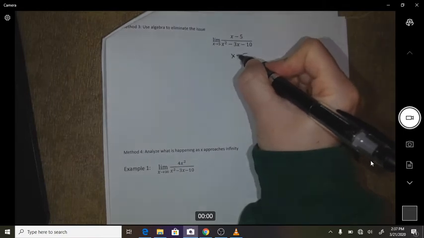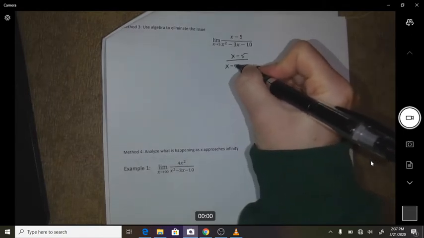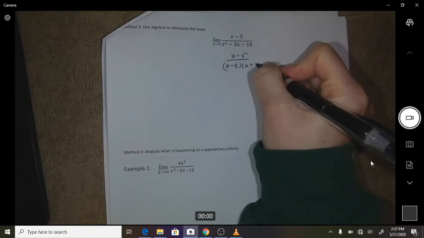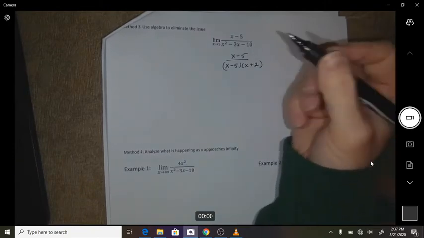Okay, method 3, obviously again substitution would be easiest, but it's not going to work because if you substitute a 5 in, you're going to get a 0 on the bottom, which we cannot physically divide by 0. So I'm going to try to eliminate the problem. So I'm going to try to factor this bottom. So x minus 5, x plus 2, if you factor it.